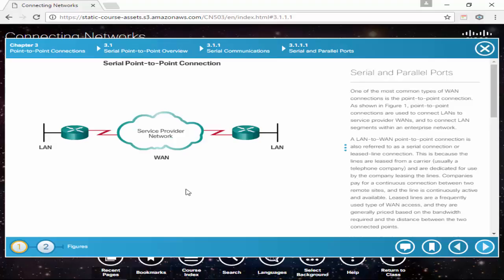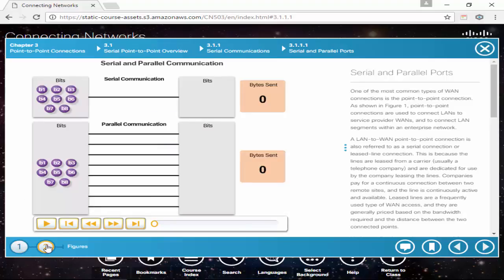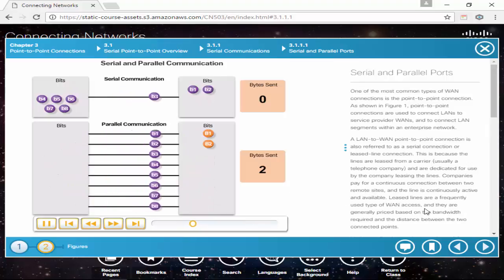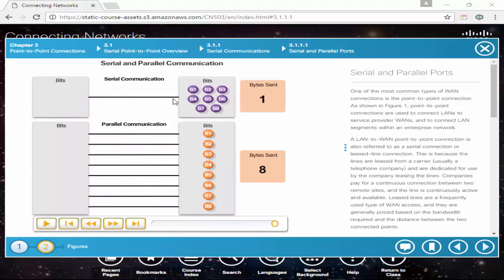So, serial and parallel cables, alright? What's the difference between serial and parallel? Well, parallel sends all bits at the same time. It's older. Theoretically, a parallel is faster, but the wires are all together.